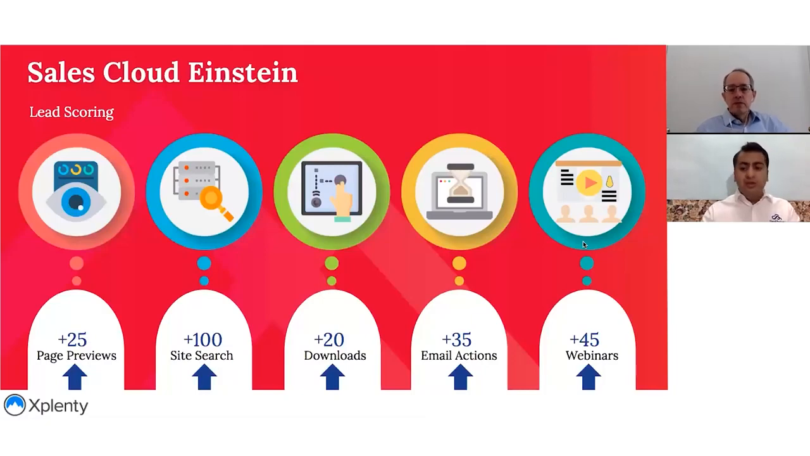Similarly, if someone is viewing the webinars that you have sent out in a campaign and learning more about your product, that means that lead is more important, so the lead score is increased by 45. That's how lead scoring in Salesforce is implemented, so that you can focus on the leads that are more interested, rather than going after leads which might not have opened the link at all, previewed a link, or searched through your site. You can focus on the leads with a high chance of conversion. That's how lead scoring in Sales Cloud Einstein works.